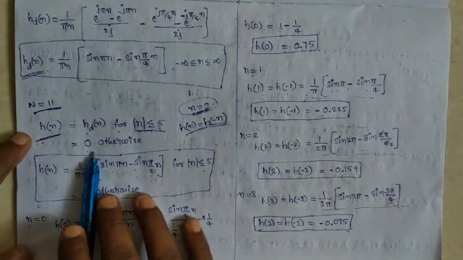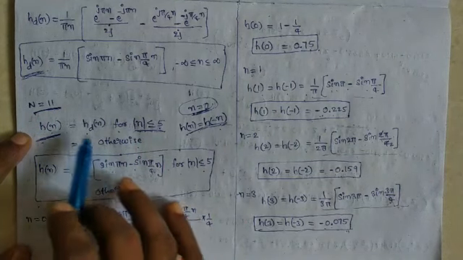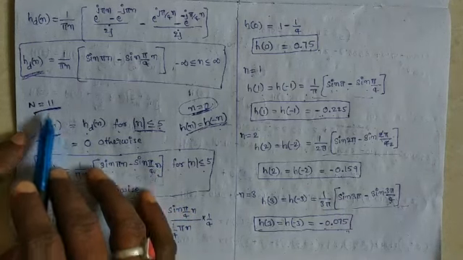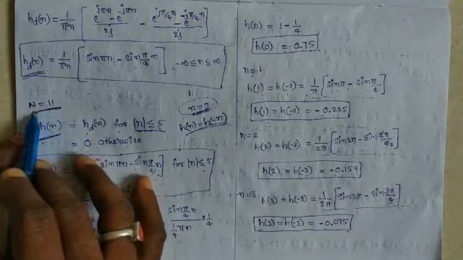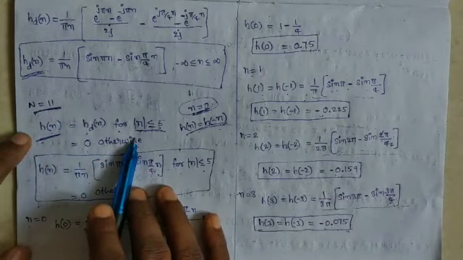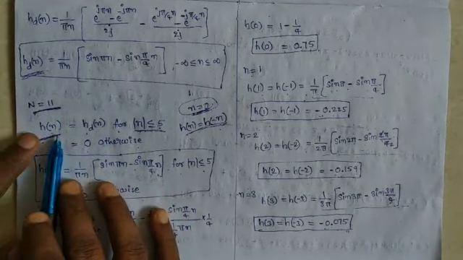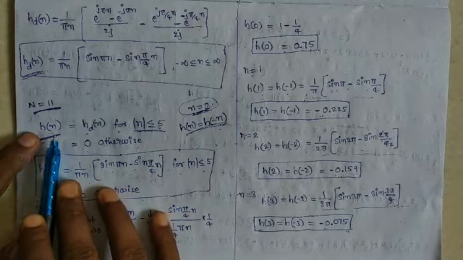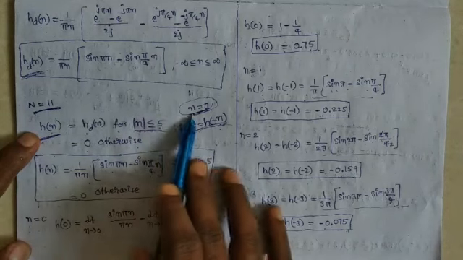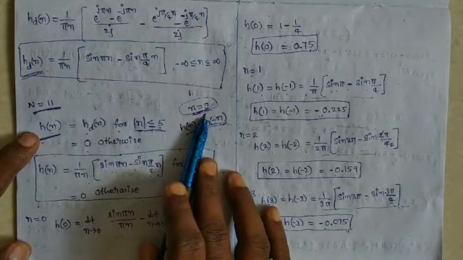h of n is 0. Here we are representing this h of n in terms of hd of n, in terms of capital N samples. Here h of n is a symmetrical impulse response. It is symmetrical about n is equal to 0.